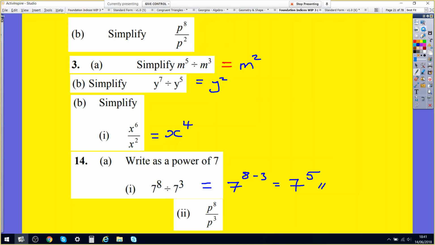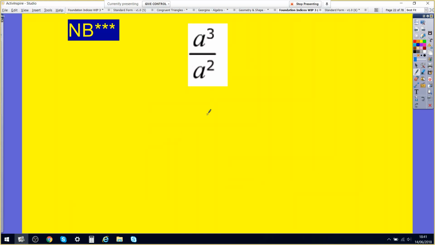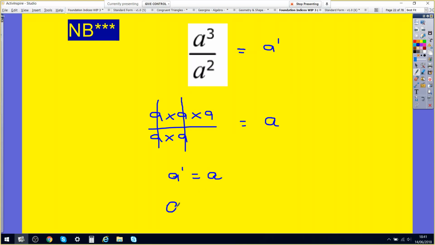How about this one? A1? That's right. So that's A1. And if you were to do it the long way, you'd have 3 A's on the top, 2 A's on the bottom. A divided by A will be 1. You'll be left with 1 times A, which is just A. And what that shows you is that A to the power of 1 is the same as A. And so basically, if you see any number by itself, that means it's that number to the power of 1. So if a number doesn't have a power, it means it's to the power of 1.